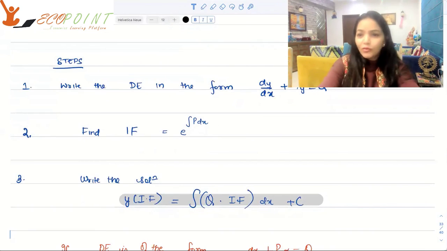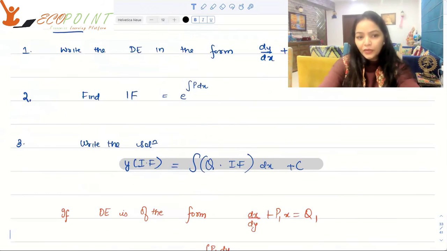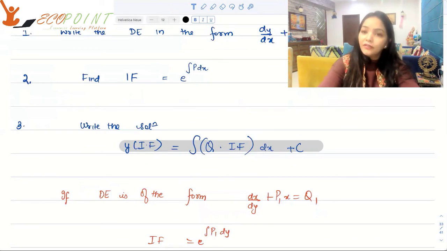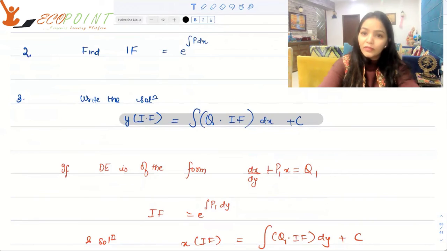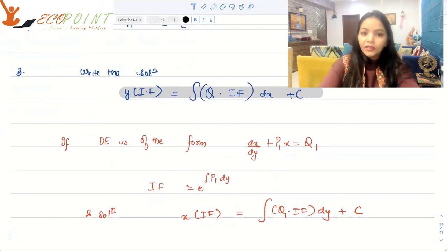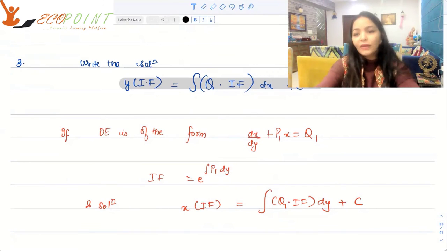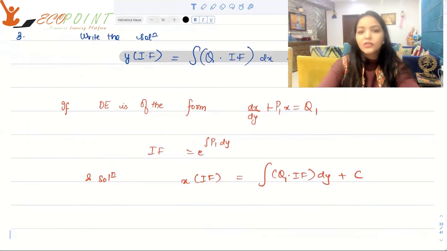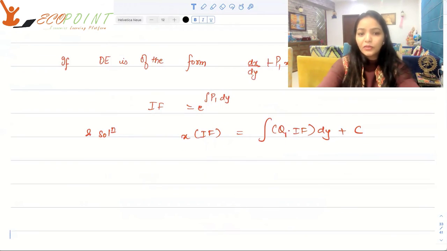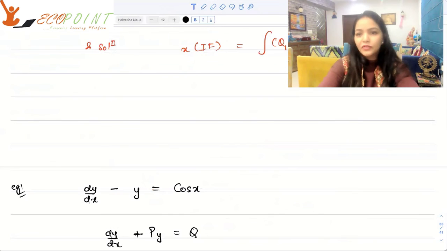Why and how you get this integrating factor is something that I've discussed in this video. If the differential equation is of the form dx by dy, then also the same thing will happen. Wherever you have dx, you have dy essentially. So instead of y equal to something, you will get x equal to something. Your equation will be like that. For example, let me first take a couple of examples in this video.